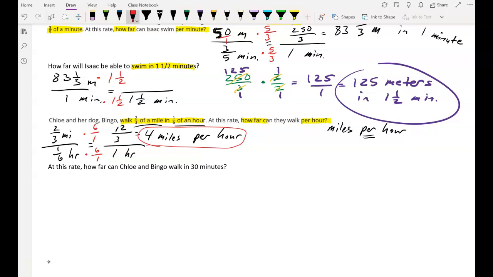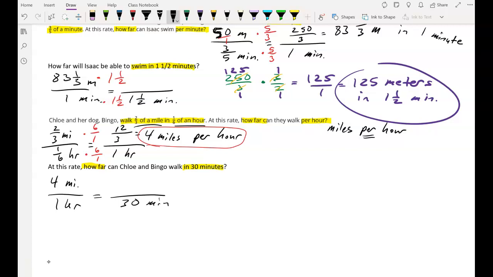Now, the next question is, at this rate, how far can they walk in 30 minutes? How far in 30 minutes? How many miles in 30 minutes? So we'll set up our unit rate again. We know that she can go 4 miles in 1 hour. How much in 30 minutes? 30 minutes.